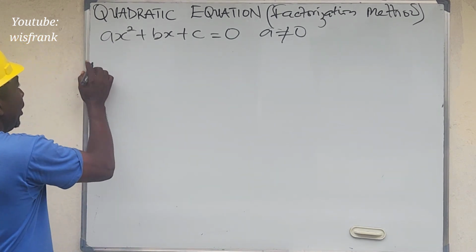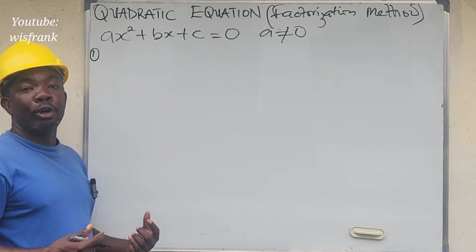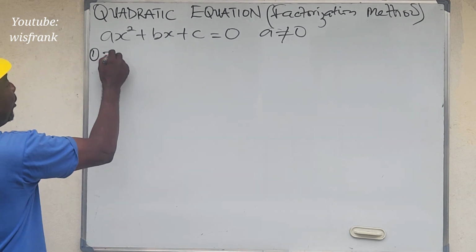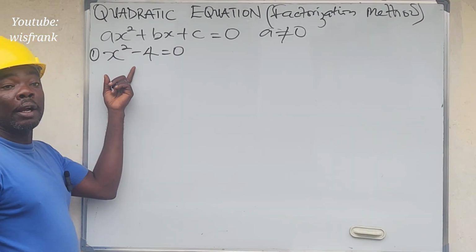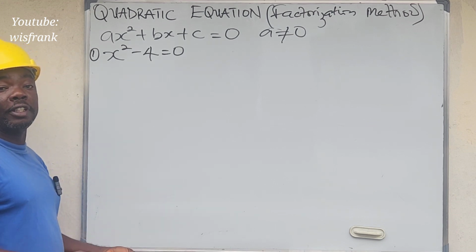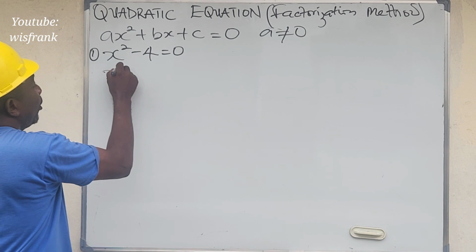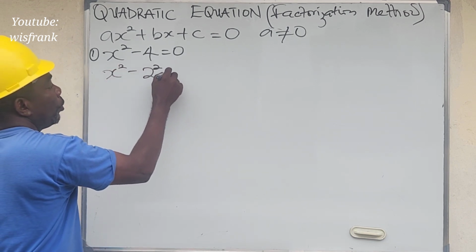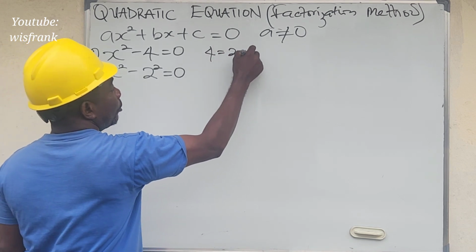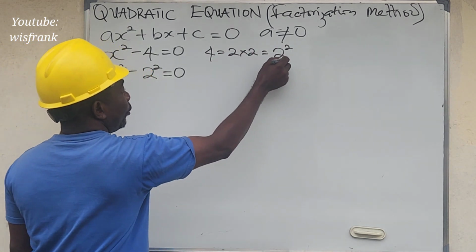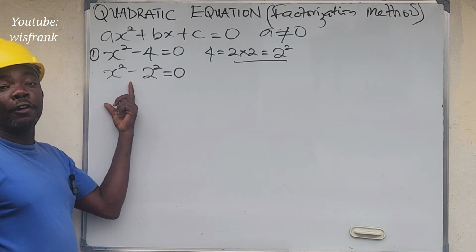So let us see, number 1, how we can solve it when we have a quadratic monomial. Let's see, when we have x^2 - 4 = 0. So we have this equation. Let us see how we can solve this by factorization. We can write this as x^2 - 2^2 = 0, because we all know that 4 equals 2 times 2, which equals 2^2. That is why we have this. So from here, you know that this is a difference of 2 squares.